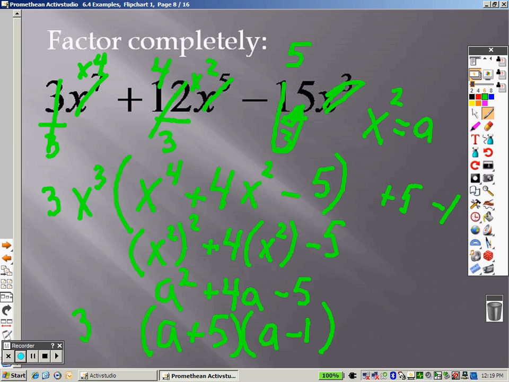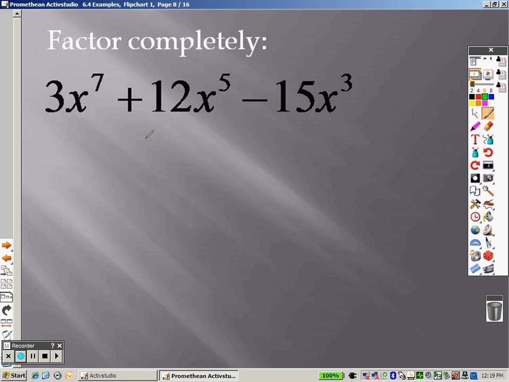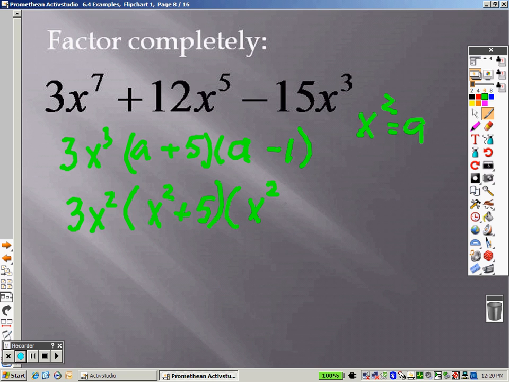Remember, we still have that 3x cubed on the outside. So we had up here a plus 5, and a minus 1, and a 3x cubed on the outside. But if you remember, I wrote down that x squared equals a. Now we have to resubstitute back in because I have two different variables here. So our final answer will be 3x cubed times x squared plus 5 and x squared minus 1. Sorry, it's cubed, not squared.